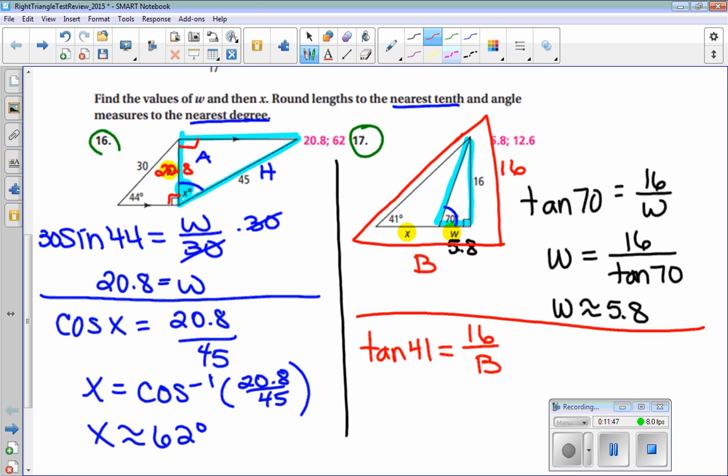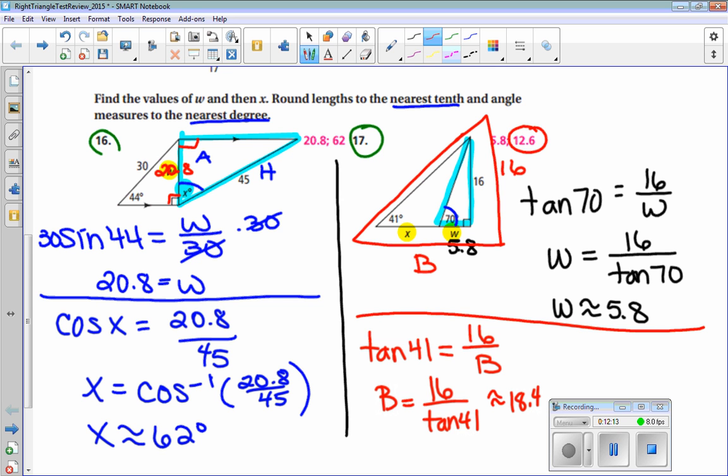Okay, well, we have a different angle, 41. So B is going to be 16 divided by the tangent of 41. So if we type that in, 16 divided by the tangent of 41, I get 18.4. But that's not the answer they got. They got 12.6.